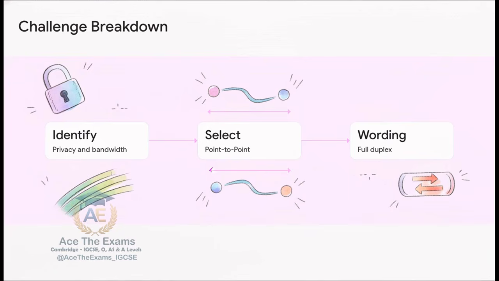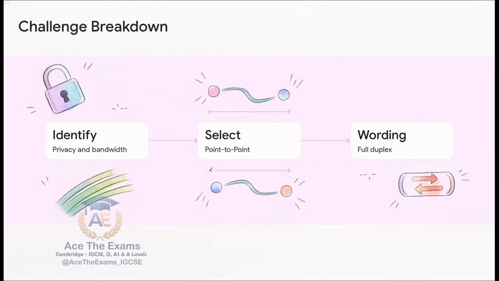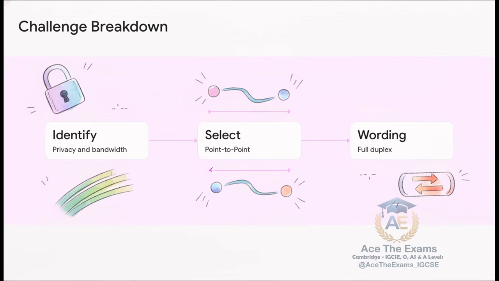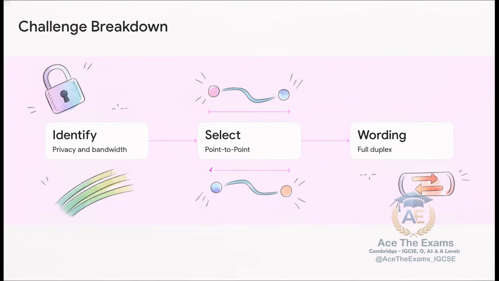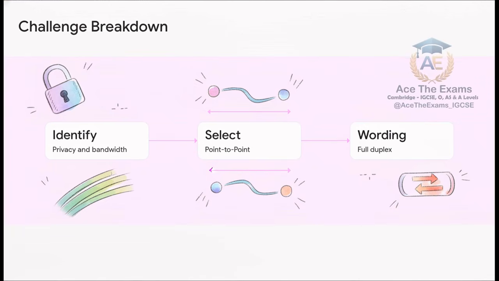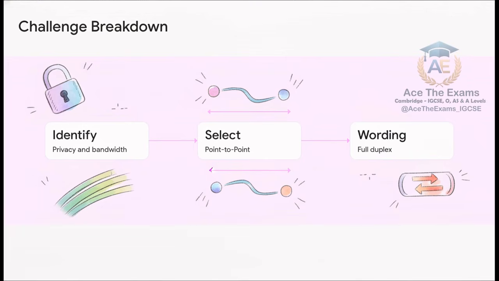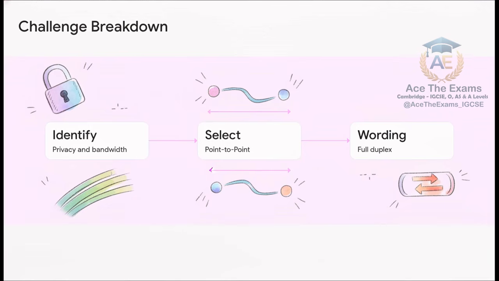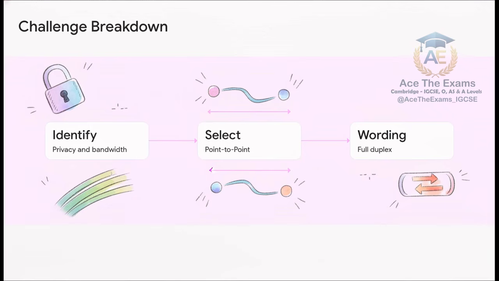Step 1. The scenario specifically asks for high security and heavy data, which means we instantly identify a clear need for privacy and dedicated bandwidth. Step 2. Because of those constraints, we immediately select the point-to-point topology. Step 3, we apply that top-band wording, explaining that a direct link provides full duplex communication and entirely eliminates shared path vulnerabilities. If you tracked with all that, you now officially possess the tools to beat this specific topic boss.